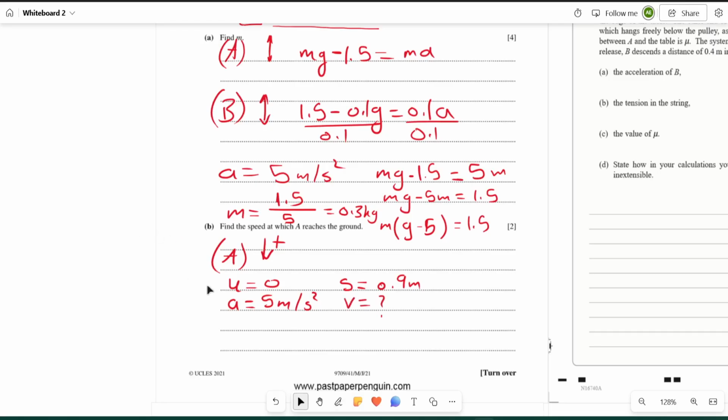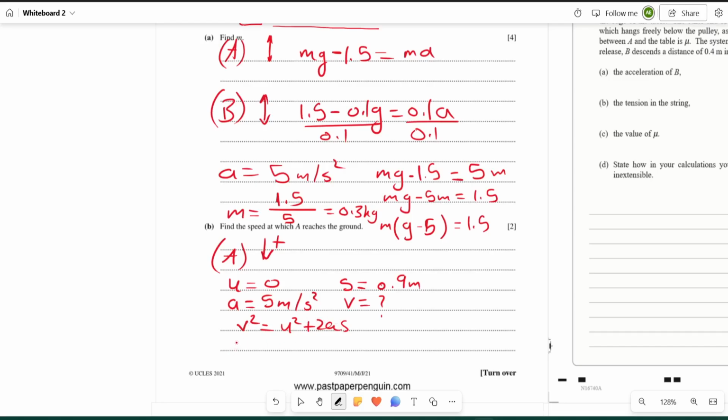So from here, which letter didn't I mention? I mentioned A, U, S, and V. That means that I didn't mention time, so I'm going to use the kinematics equation that does not include time, which goes like this: V squared equals U squared plus 2AS. Again, I go through this very thoroughly in my revision video and even more thoroughly, with lots and lots of practice, in my course.